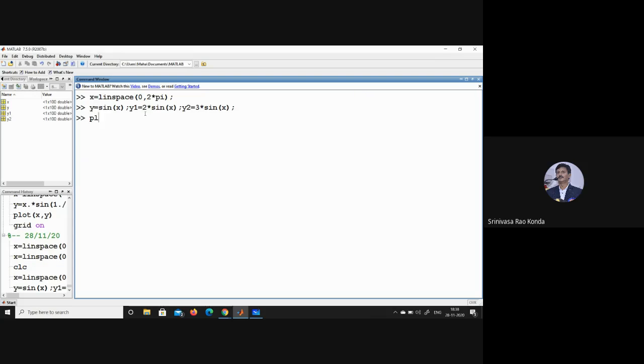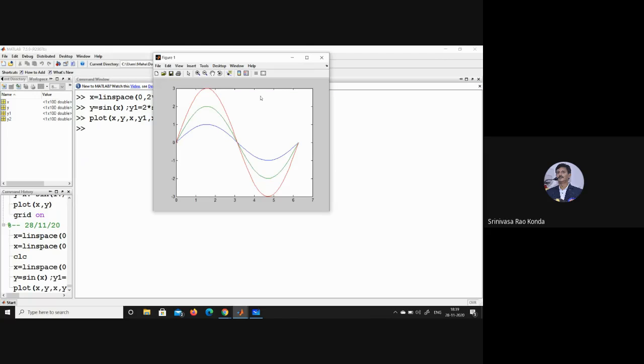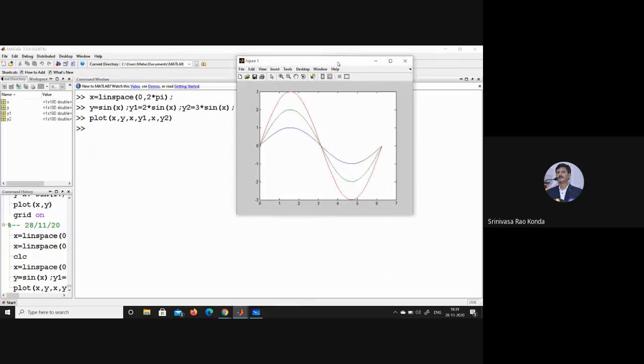Now what we have to plot: x comma y, x comma y1, x comma y2. We get 3 curves. Now we know the shape of y is equal to sin x, 2 sin x, 3 sin x. So we can easily identify that the maximum value of sin x is 1. So this is the sin x curve. This is 2 sin x. This is 3 sin x.